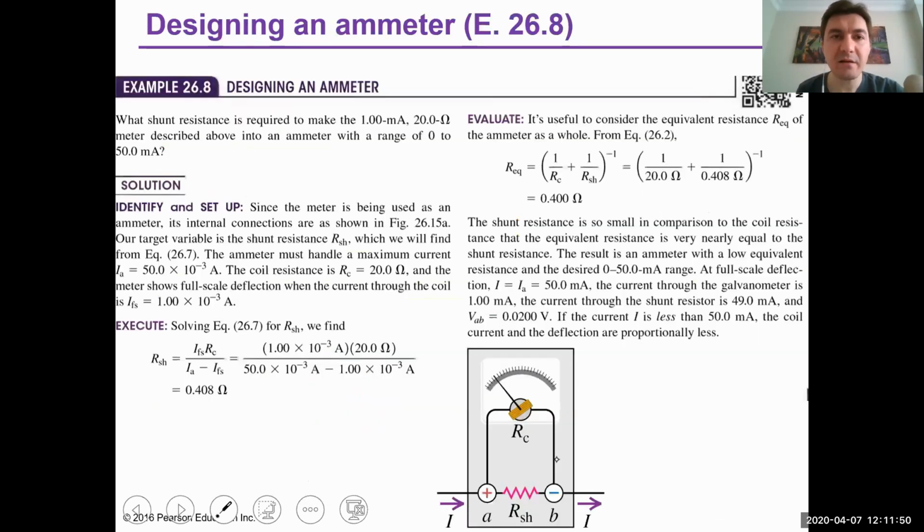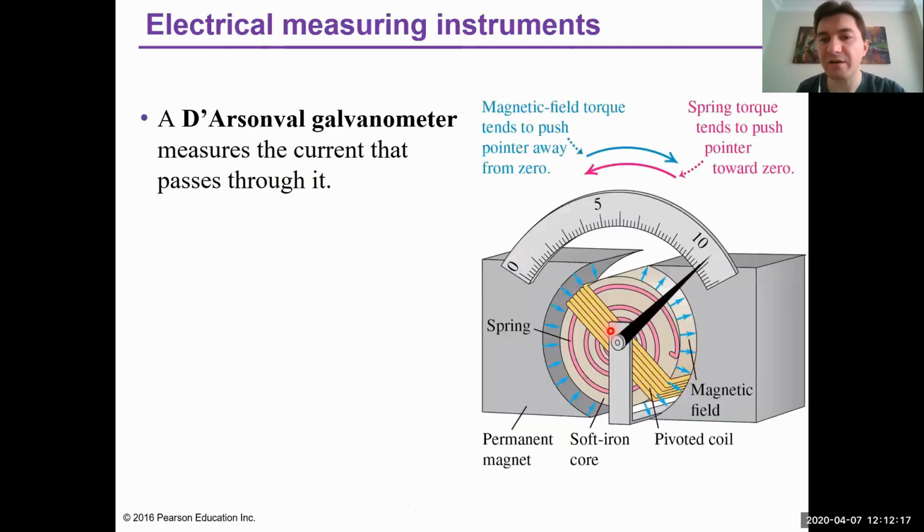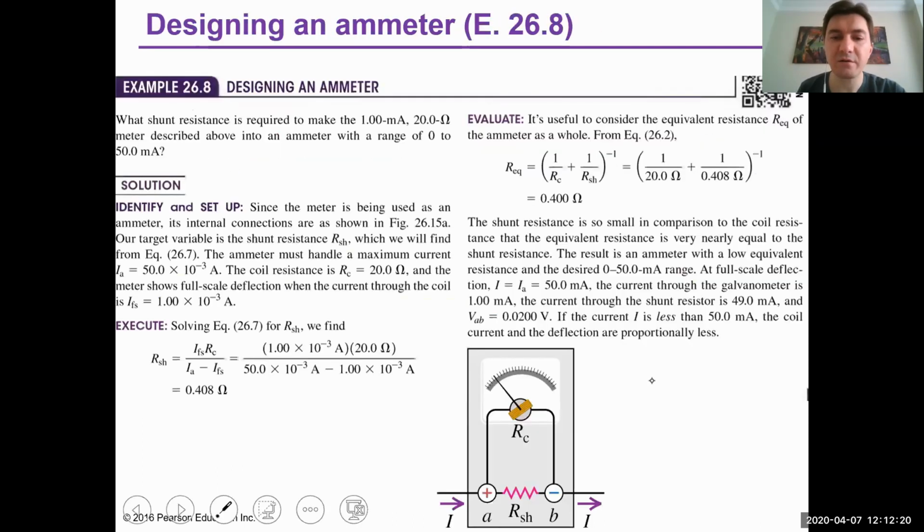Okay, then let's have a look at that example. What shunt resistance is required to make a 1 milliamp, 20 ohm meter described above into an ammeter with a range of 0 to 50 milliamp? So just try to understand. First of all, here we have a galvanometer. The resistance of the coil is given, it is 20 ohm.